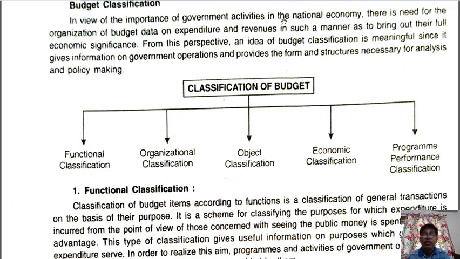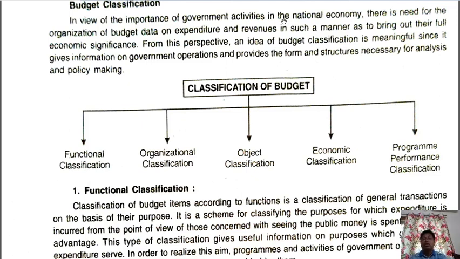Third, object classification. A nation or a state, which type of object to succeed or follow, this type is used to estimate revenue and expenditure in the object classification of budget.